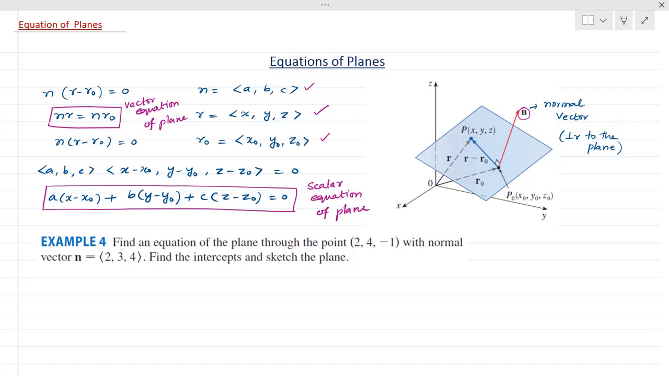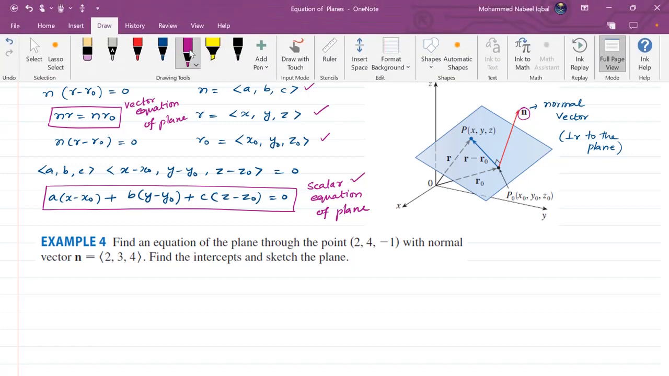If you evaluate this, you will get a times (x minus x naught) plus b times (y minus y naught) plus c times (z minus z naught) equals 0. So this is the scalar equation of a plane, and this is the vector equation of a plane. Depending upon what the question is asking, you have to write the scalar or the vector equation of a plane.